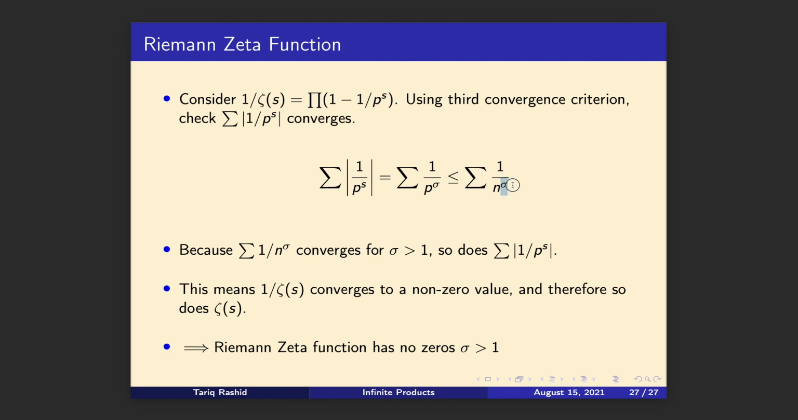So this converges for sigma more than 1, that means this does as well, because this is a larger quantity than that quantity. So that means 1 over zeta converges to a non-zero value, and therefore if 1 over zeta converges to a non-zero value, then zeta, inverted, converges to a non-zero value, and therefore the Riemann Zeta function has no zeros in the region sigma more than 1. And that's our conclusion.